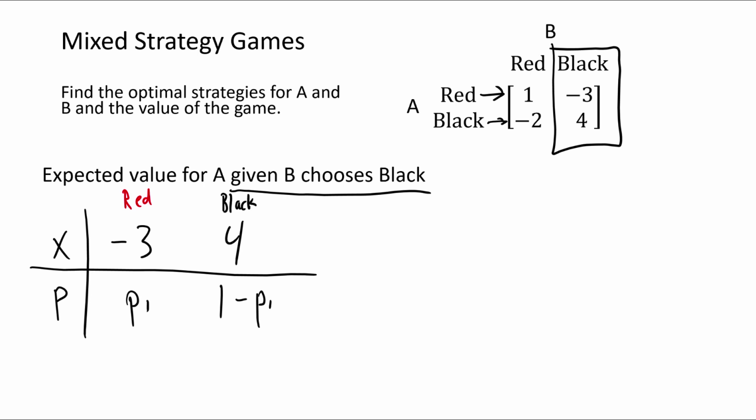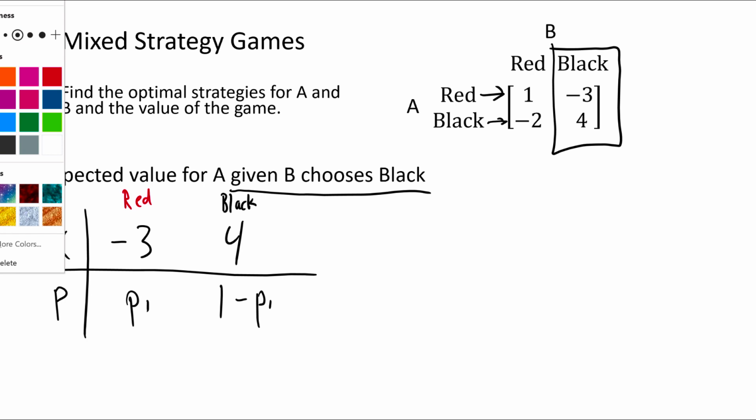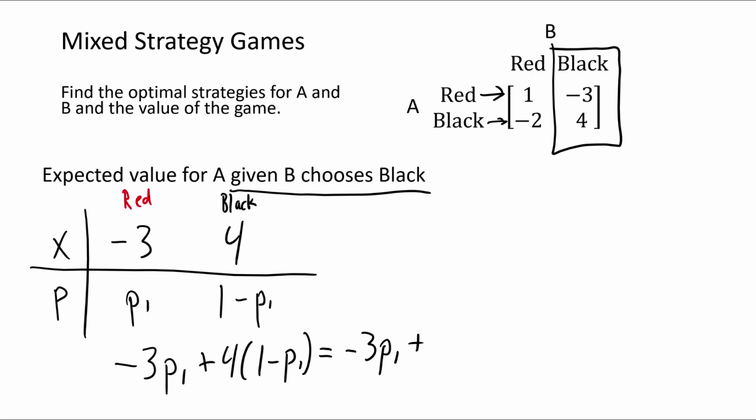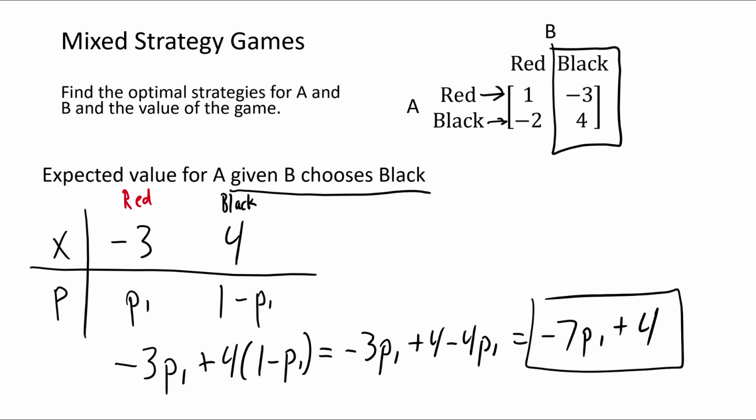All right, so we'll do the same thing. We'll multiply down, add across. So -3 times P1, that's -3 P1. And then plus 4 times the quantity 1 minus P1. Once again, we'll distribute. So -3 P1 plus 4 minus 4 P1. And then we'll add our like terms. So that's going to give us -7 P1 plus 4. And that is our second expected value. So again, we're going to do 4 of those, but those are our first two.